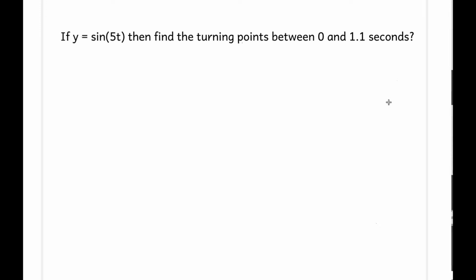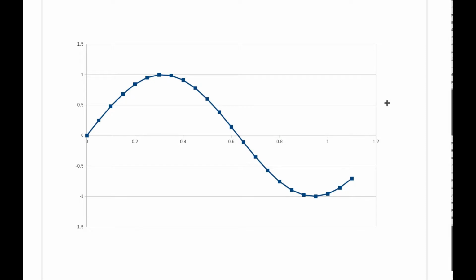Okay, so let's have a look at this one here. We've got y equals sine 5t. Find the turning points between 0 and 1.1 seconds. If I page down to my next diagram, this is what I would get if I could do a decent sketch. You see that if I go to 1.1 seconds, which is here, there's only going to be two turning points.